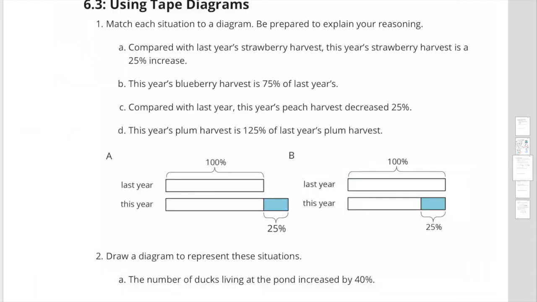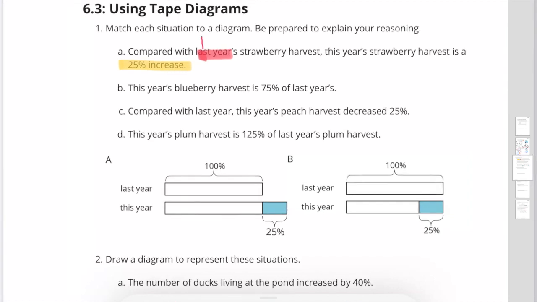Okay, 6.3. It wants us to match each situation to a diagram and be prepared to explain your reasoning. You can work this out on your paper and then you'll enter the answer here. Situation A. Compared with last year's strawberry harvest, this year's strawberry harvest is a 25% increase. 25% increase on top of what it was last year. So last year, last year represents my 100%.